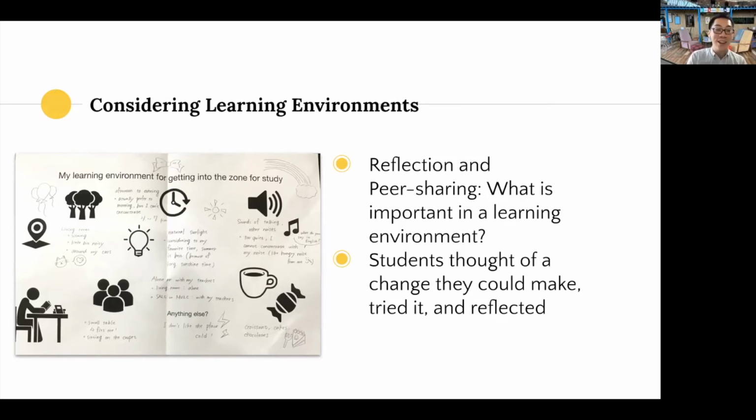So you see here, in this example, students were looking at different aspects, different characteristics of environments which were good for them. And after doing this in class, they thought of a change that they could make to their learning environment the following week. And then they tried that change and reflected on how it went for them.